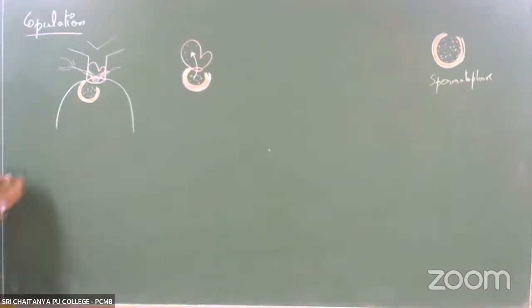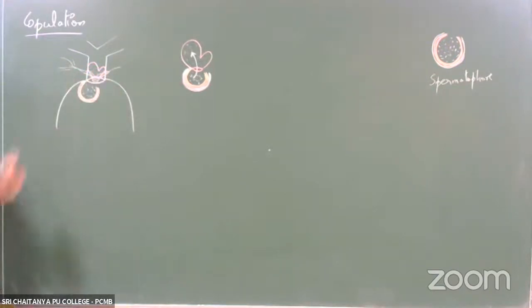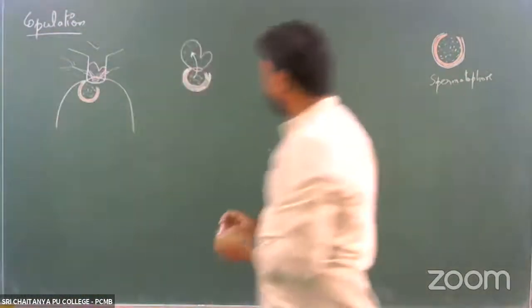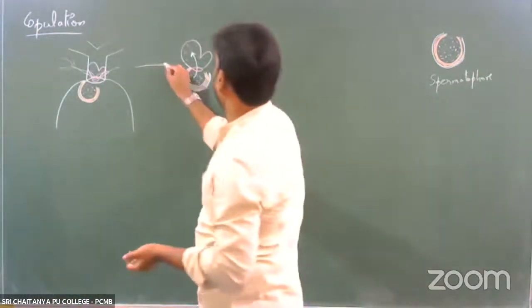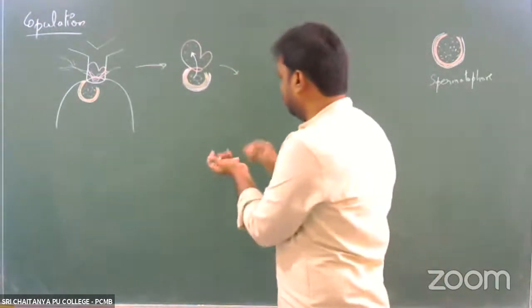Now what exactly is happening here? All the sperms which were there in the spermatophore are now present in this spermatheca. Okay, so this is what exactly is happening. Now, after this process, what would happen next? So this is the process what we have, right? So what would happen next? Okay, let me draw this again.